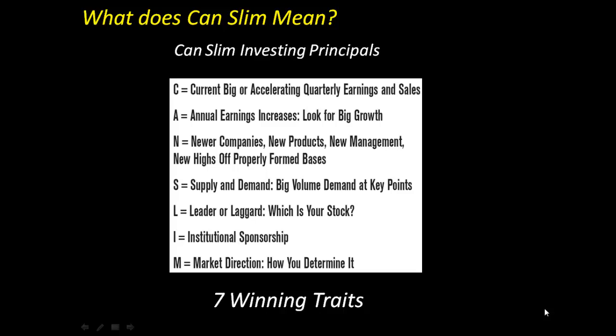What does CanSlim mean? Basically, Bill O'Neill and his company did a lot of research, gathered some statistical data, and realized that there are basically 7 winning traits that propel stocks higher. And they are big sales and earnings. You want to see it in the current quarter. You want to see quarters accelerating. You want to see it in annual earnings as well. Basically, you're looking for big growth.